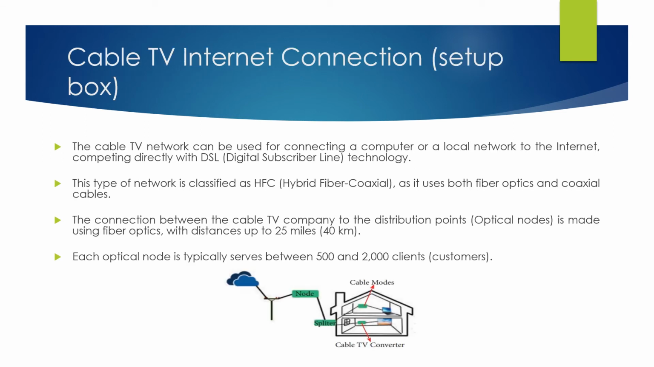Cable TV internet connection, that is set-top box. The cable TV network can be used for connecting a computer or a local network to the internet directly with DSL technology. This type of network is classified as HFC, hybrid fiber coaxial, as it uses both fiber optics and coaxial cables. The connection between the cable TV company and the distribution point is made using fiber optics with distance up to 25 miles, that is 40 kilometers. Each optical node provides services to between 500 and 2000 clients at a time.